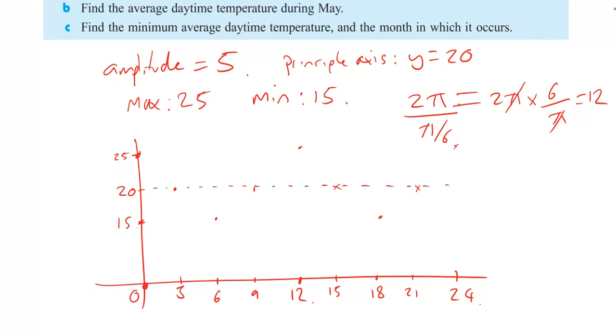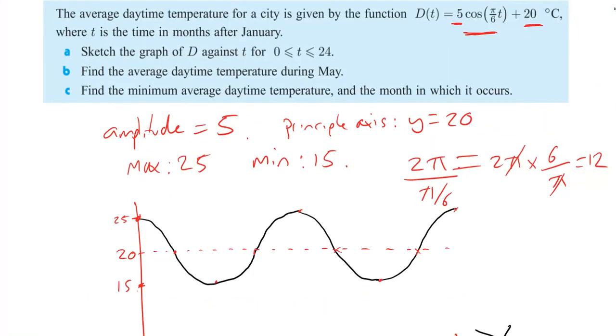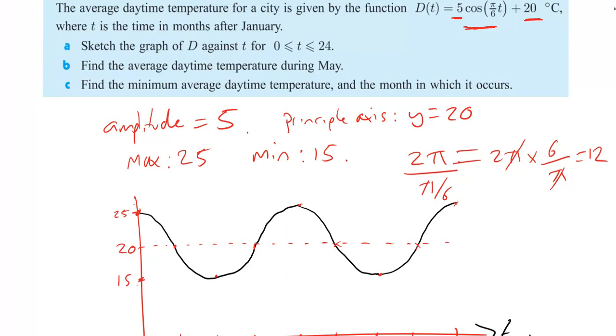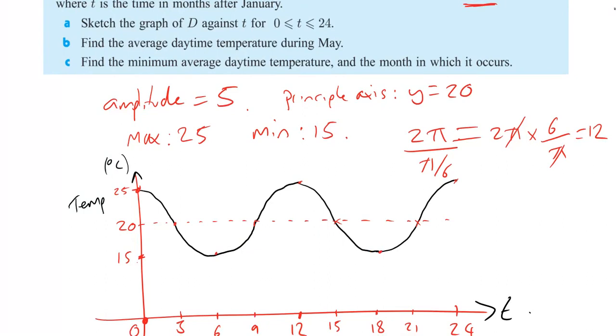So we can use this to help guide us. Okay, so we're going to go something like this through that principal axis, back to the top at 12, back down, minimum at 18, and then back up to the top by the time we get to 24. Okay, so this is our t-axis. All right, we have temperature going up, don't we? Degrees C, temp, and there is our graph.